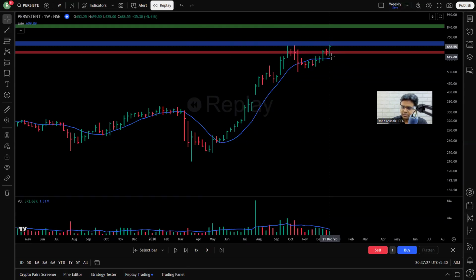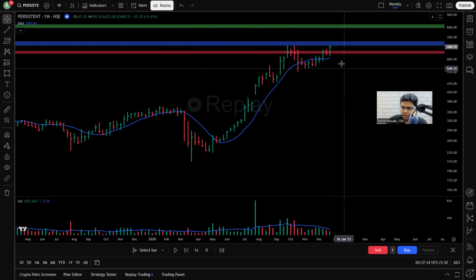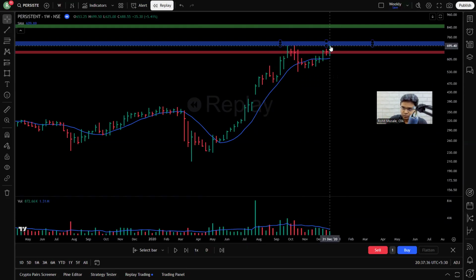But let's go in with the assumption that after Monday, it first went down and then it started to go up. Okay. And then it entered the blue zone. Okay. Once it entered the blue zone, this was a buy signal to buy at least 50% of your position size.